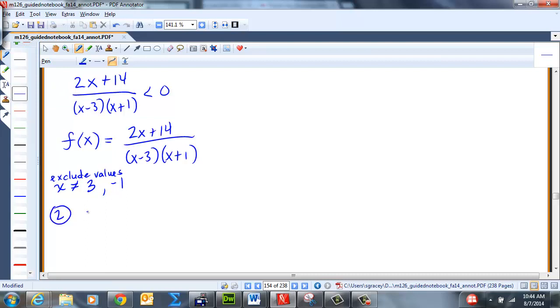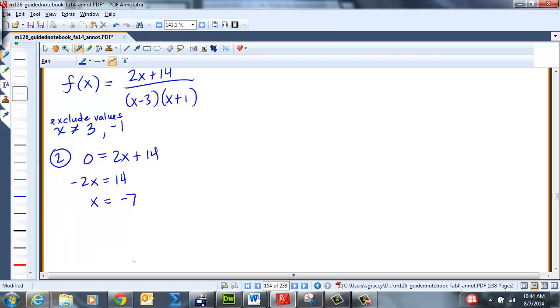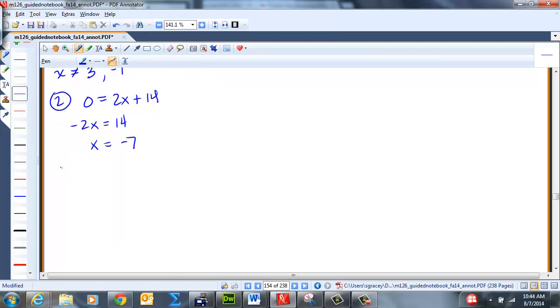So second step is finding the zeros. So this will actually be pretty easy. So we'd have negative 2x is 14, so x is negative 7. So our number line is going to be made up of the excluded values and the zeros. So negative 7 is our 0, and then we'll have what? Negative 1 and 3.